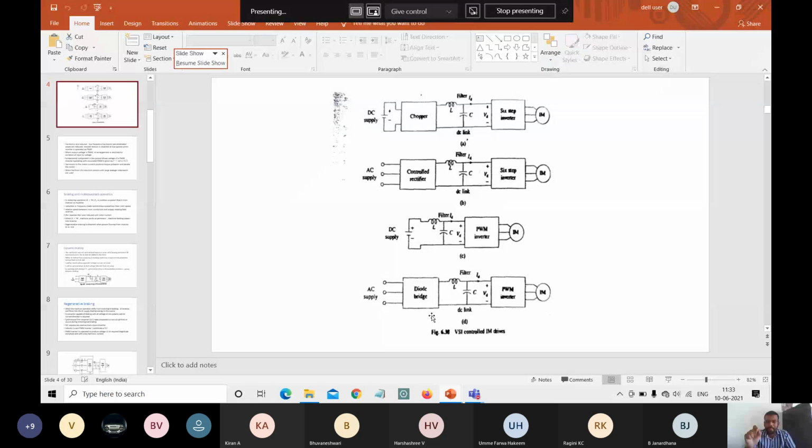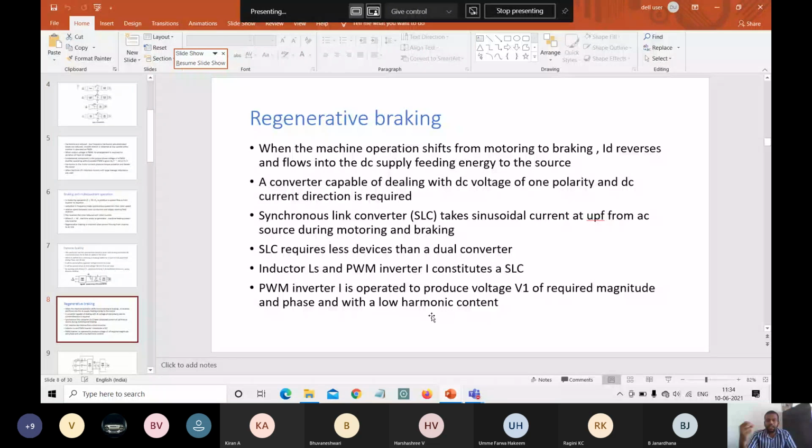The converter that we are using is capable of dealing with DC voltage having only one polarity, and the DC current direction reversal is required. So for regenerative braking, a converter should be capable of dealing with DC voltage of one polarity as well as DC current direction. So these two are required to transfer the power to the AC supply.